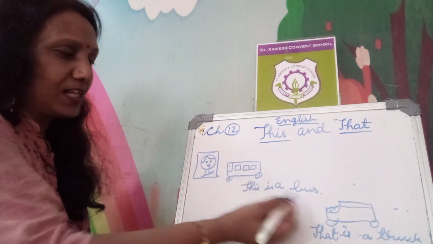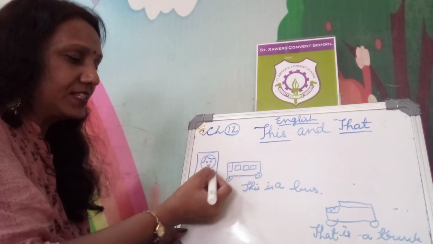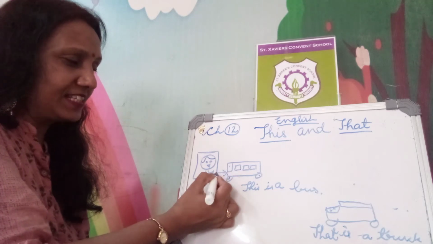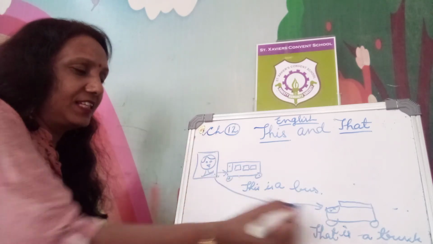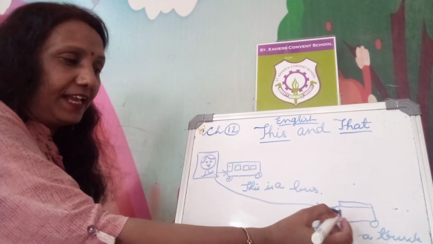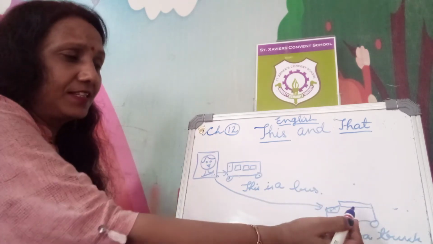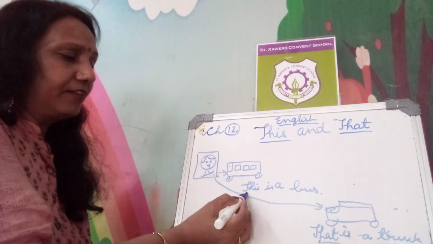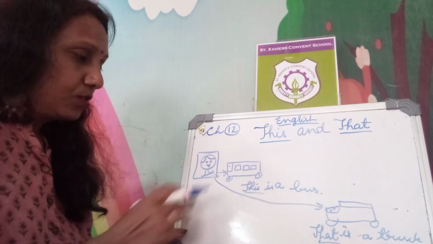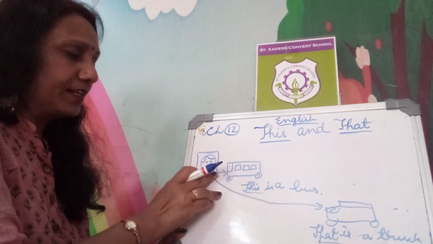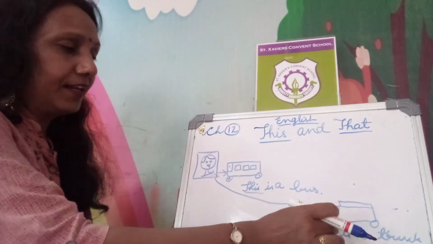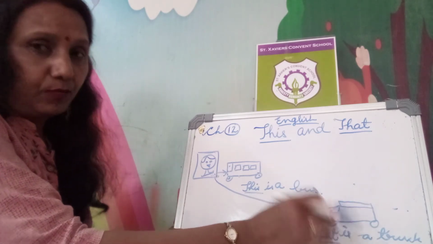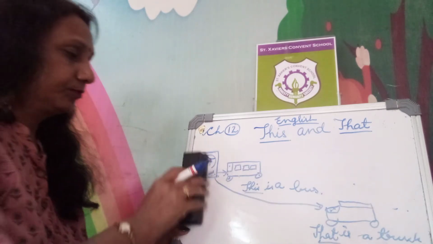Both are means of transport, right? Here the bus is near to the boy and that truck is far from the boy. This is very near. See the distance? And this is very far. Things which are far will be that, and things which are near will be this. That is why the bus is this and the truck is that. One thing should be this or that.